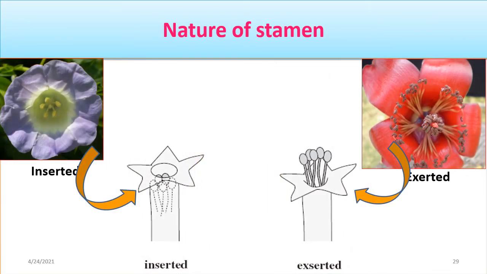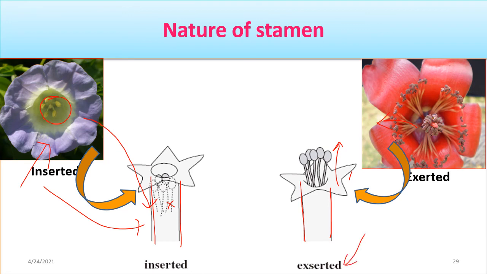Next is nature of stamen. If you look in the first picture or here also, this is the corolla tube and stamens are remaining inside. But if you look, this is the corolla tube and stamens are coming outside. Here you can see stamens are coming outside, and here stamens are remaining inside. So if they are remaining inside, that is called inserted. If they are coming outside, then that is called exserted.